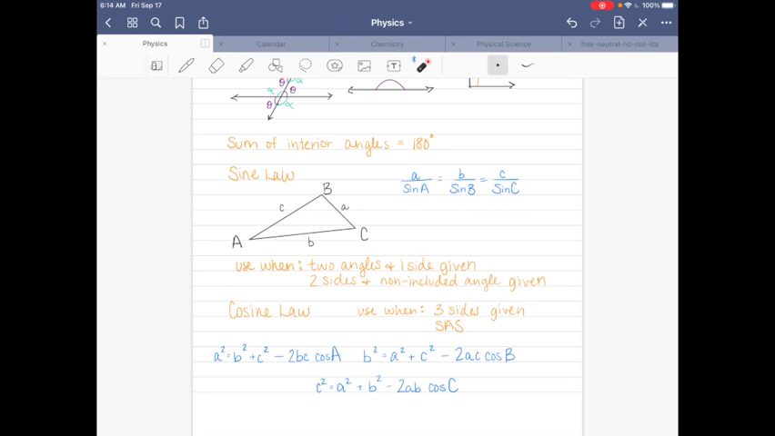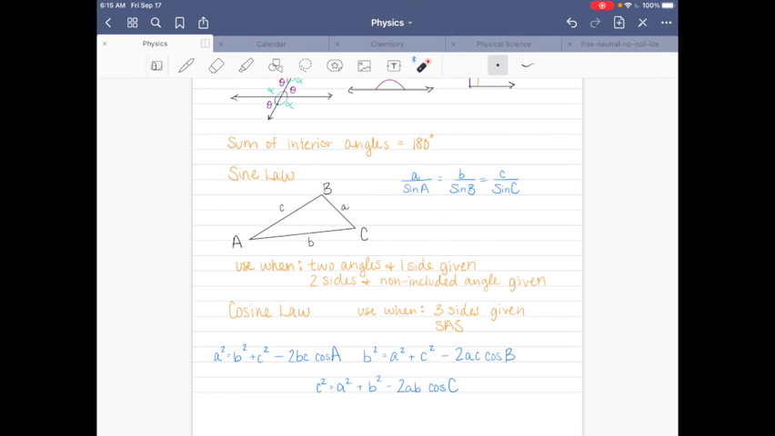Side A divided by sine of angle A is equal to side B over sine of angle B, which is equal to side C over sine of angle C. Okay, so when we go about solving these problems, it's important to stay organized and label all of your sides. So side C should be opposite of angle C. You'll see that with B and A as well.